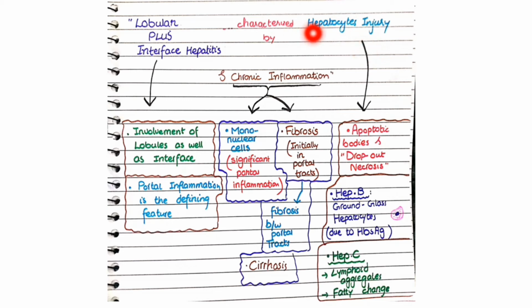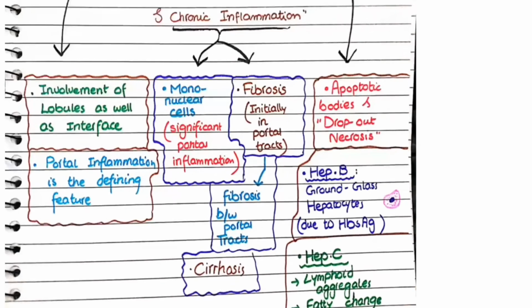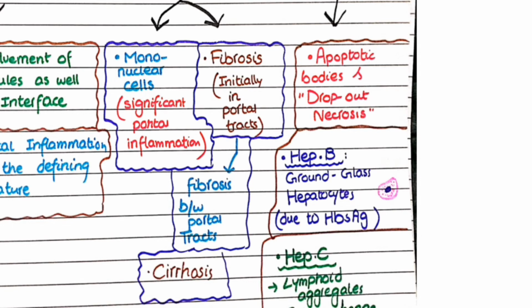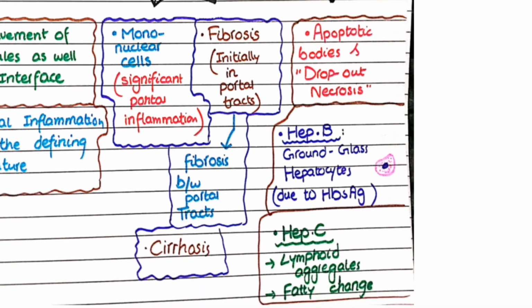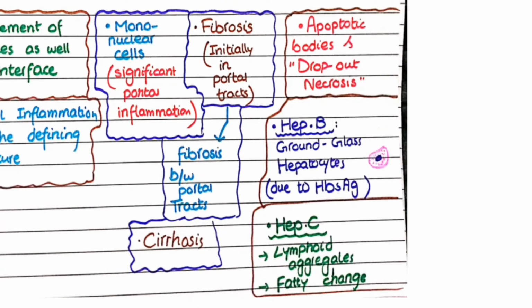Now the second keyword is characterized by hepatocytic injury, and this hepatocytic injury can appear as apoptotic bodies, just like we see in acute viral hepatitis, where apoptosis appears as shrunken hypereosinophilic cells with degenerated nuclei. Or you see necrosis in the form of dropout areas, as we studied in acute viral hepatitis, surrounded by scavenging macrophages. So you can see apoptosis and necrosis in chronic viral hepatitis also. But here there are two specific points in chronic viral hepatitis.